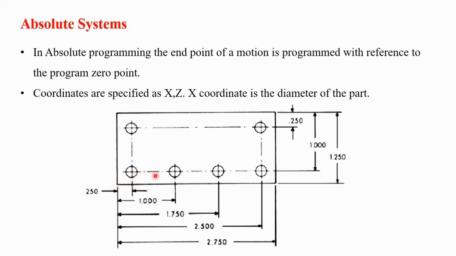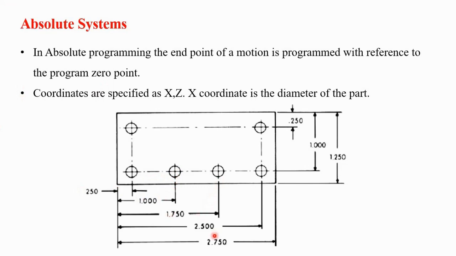So suppose this is point number 2. When we want to move this tool from point number 1 to point number 2, the coordinates of point number 1 will be 1 and 0.25, not 0.75 and 0.25. That means the coordinates of this point are shown from this origin point, in case of this absolute system.